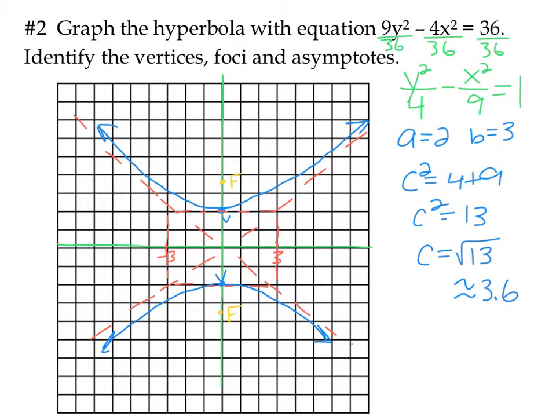So I've graphed it, I've identified vertices, right? So identify vertices, vertex, vertex. Identify the foci, focus, focus. And I've got my asymptotes drawn in here. So when I graph the hyperbola, it approaches them but doesn't reach them.